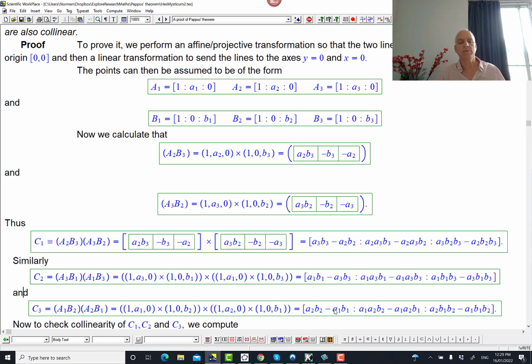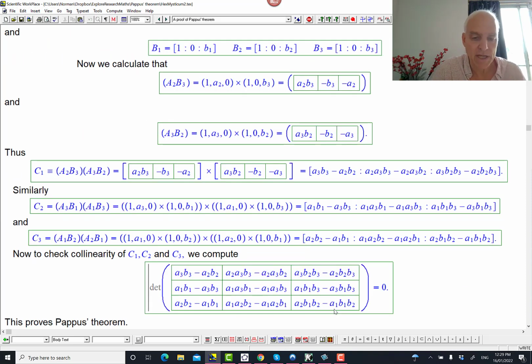Now we have 3 points, and to check the collinearity of those, we form a 3 by 3 matrix with these projective coordinates in the 3 rows. And then we simply compute the determinant of this matrix. That's a non-trivial computation by hand, but a trivial computation for my computer. And it tells me that the determinant is 0, and therefore these points are in fact collinear, and that proves Pappus's theorem.